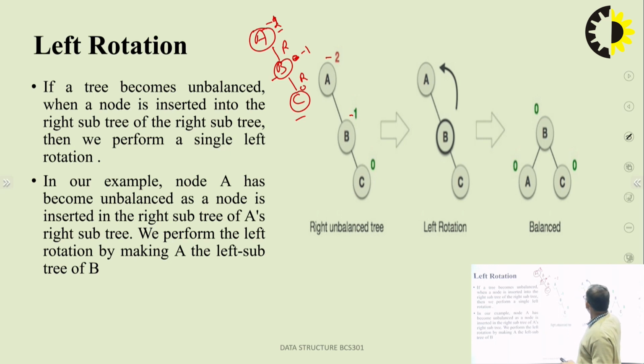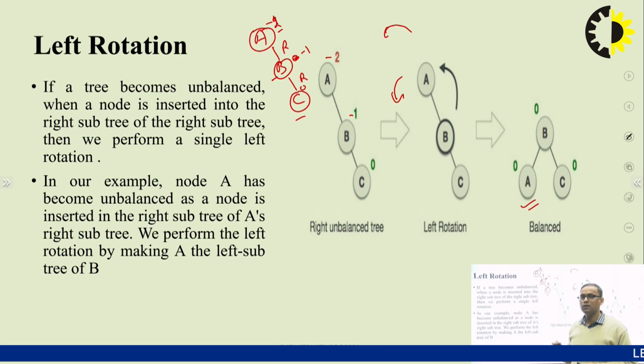So here we will rotate this tree to the left direction to make it balanced. When we rotate it left, this will be the final tree after left rotation. Now calculate the balance factor. The balance factor of A is 0, the balance factor of C is 0, and the balance factor of B is 0. So this is the left rotation. Whenever we are inserting a new node in the right subtree of a particular node, it means we are inserting the node C in the right subtree of A.